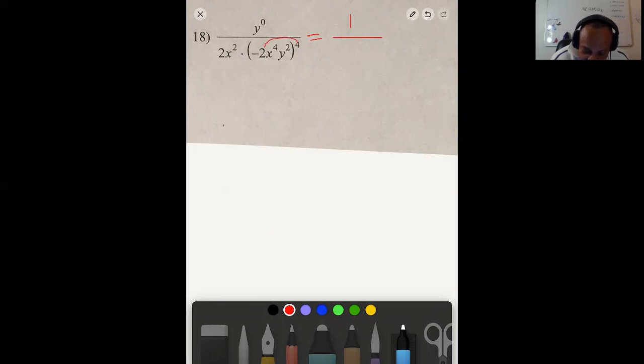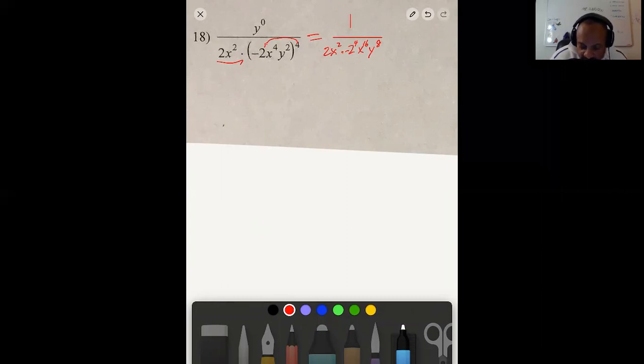So I'm going to go 4 to the 1 power. I'm just rewriting this over here. That's 2x squared, but I've got 4 times 1, so this is going to be negative 2 to the 4th power. And then this is going to be x to the 4 times 4, that's 16. And then we've got 4 times 2, so that's going to be y to the 8th power.